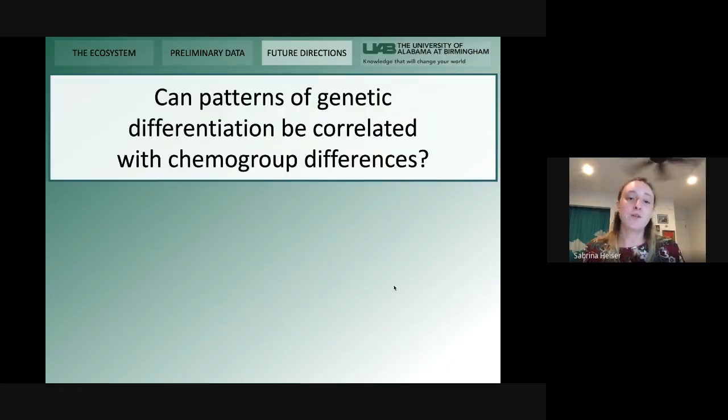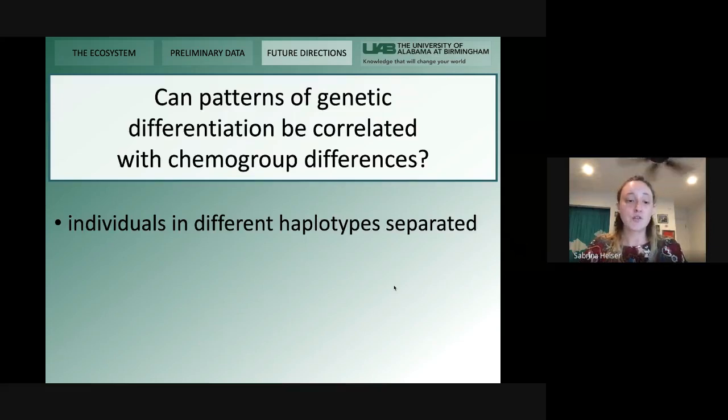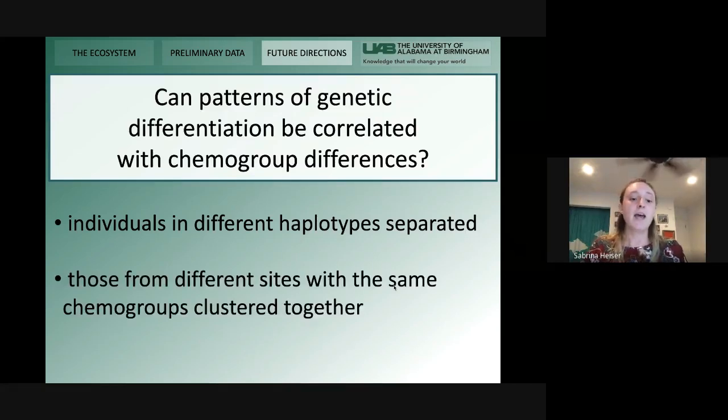So coming back to the original question, whether patterns of genetic differentiation can be correlated with the chemogroup differences. So far, we've seen that individuals separate into the different haplotypes when we use the multilocus genotypes, and that those from different sites with the same chemogroups clustered together. And then overall, we are hoping that with these results, we can further unravel what is driving the distribution of the chemogroup diversity within and between sites.